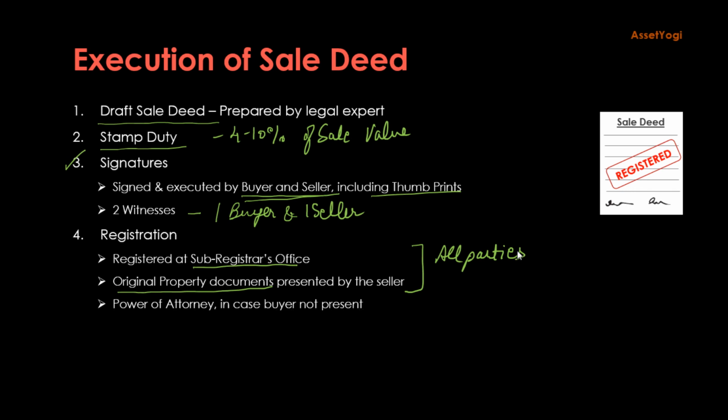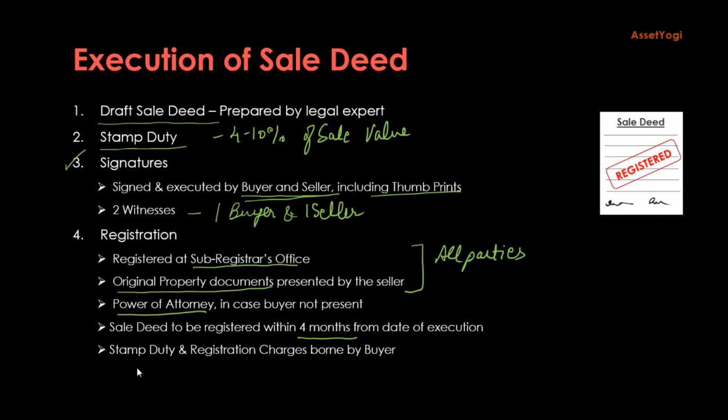In case the buyer cannot be present, then he can assign a power of attorney, and the power of attorney agent has to show the original power of attorney at the sub-registrar's office. The sale deed has to be registered within 4 months from the date of execution, and generally the buyer pays for the stamp duty and registration charges.